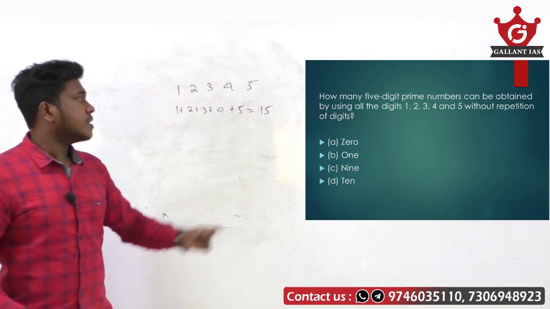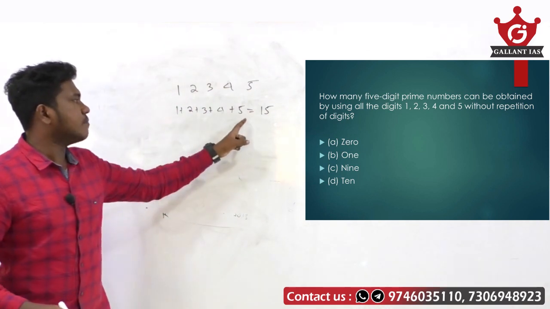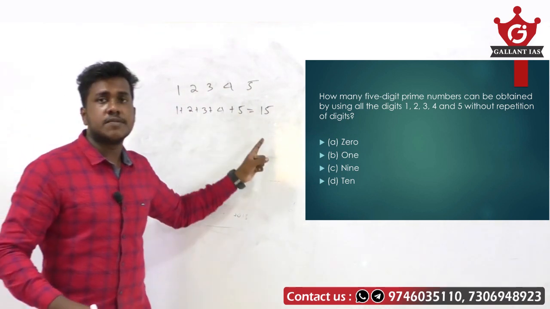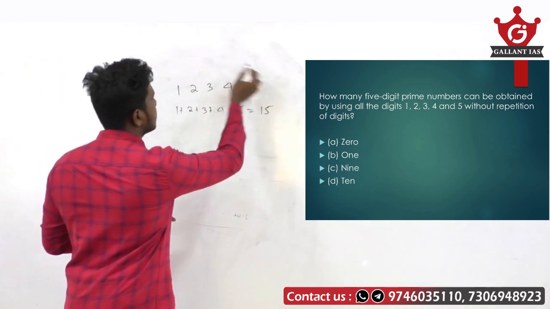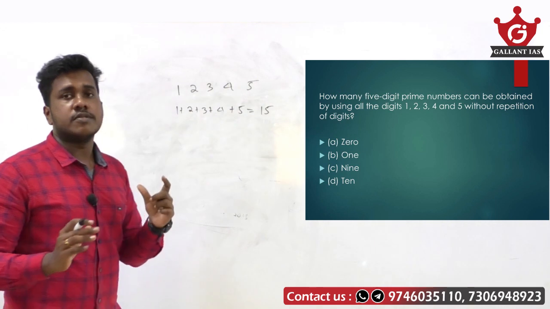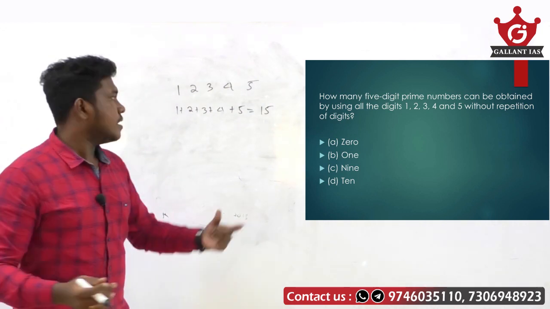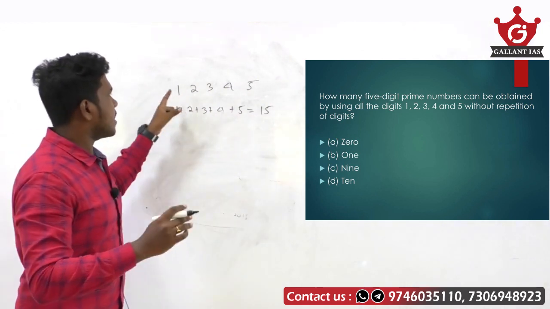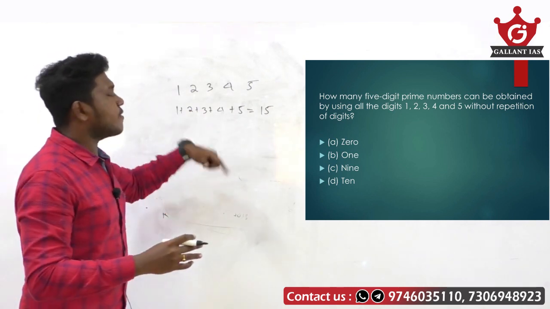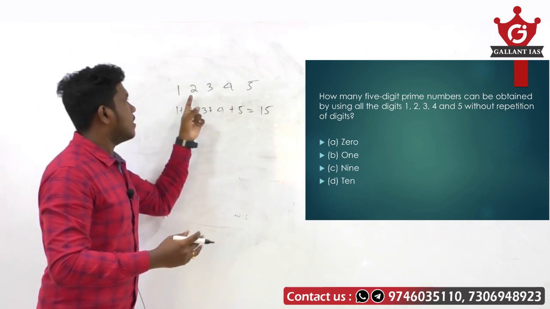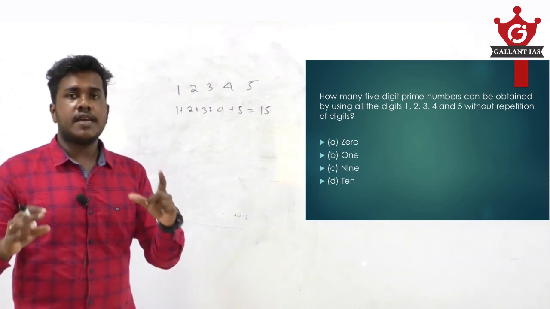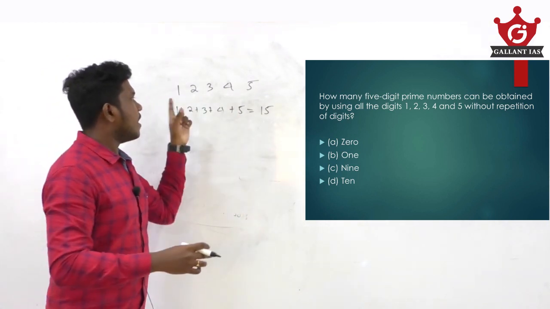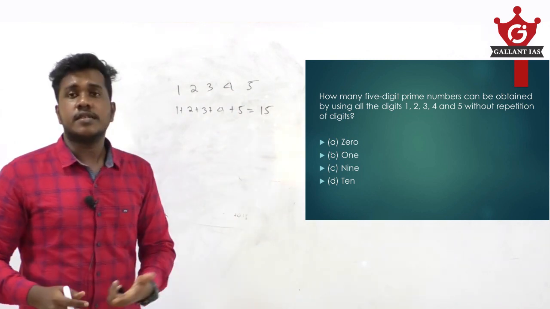So that means when you add these 5 numbers, you get 15, which is divisible by 3. So any number formed by these 5 numbers will be divisible by 3. You can check it. That means if you form any number using these 5 numbers, without repetition, that number will be divisible by 3, because when you add all these numbers you get 15, which is divisible by 3.